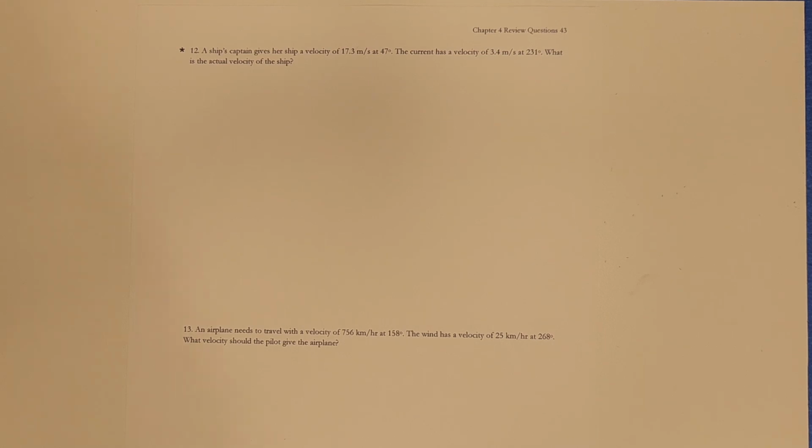Question 12. A ship's captain gives her ship a velocity of 17.3 meters per second at 47 degrees. The current has a velocity of 3.4 meters per second at 231 degrees. What is the actual velocity of the ship?